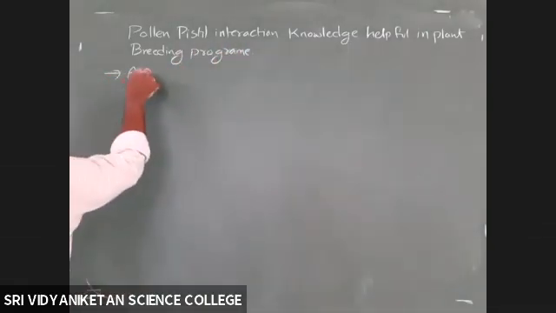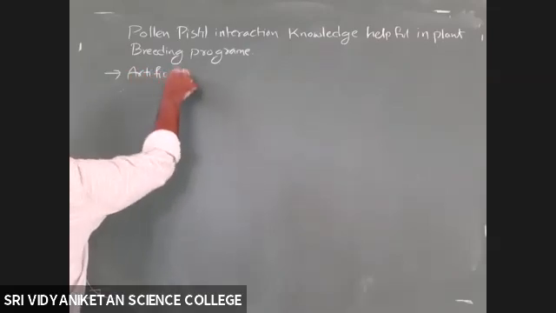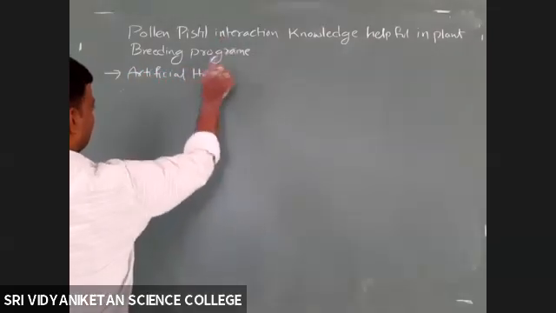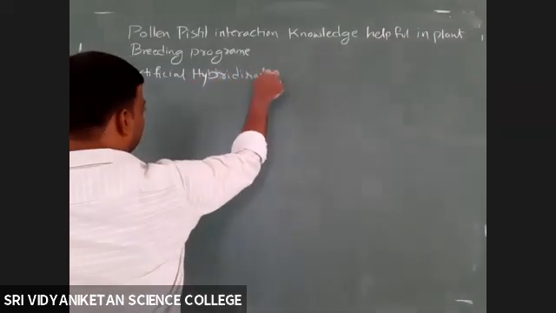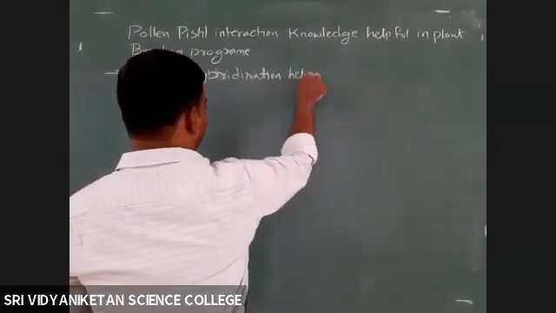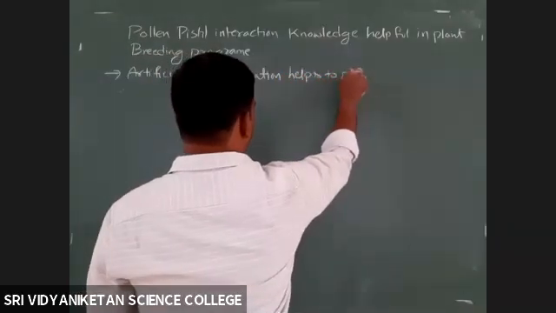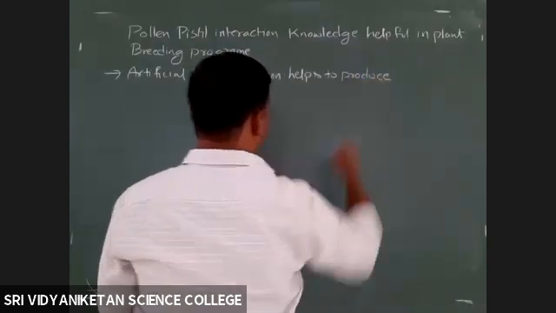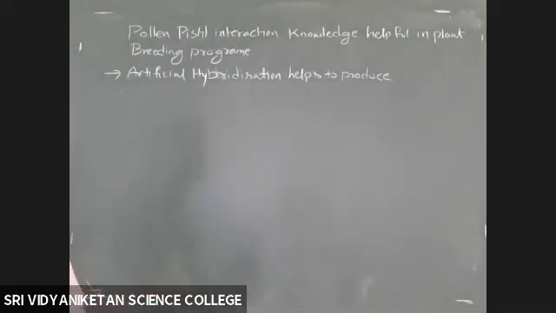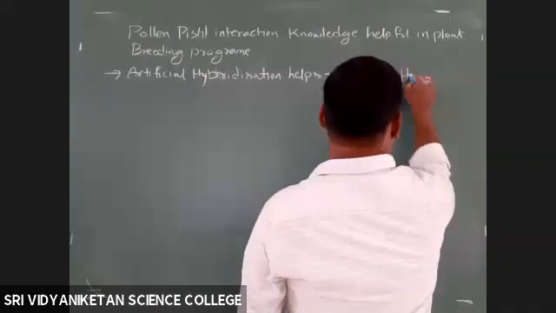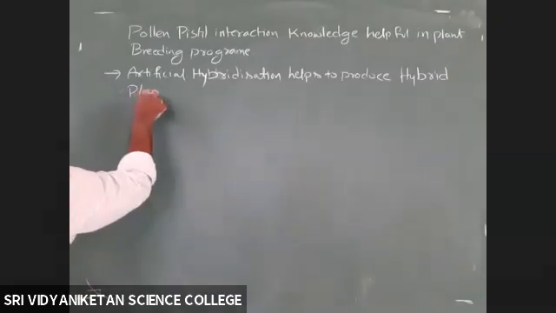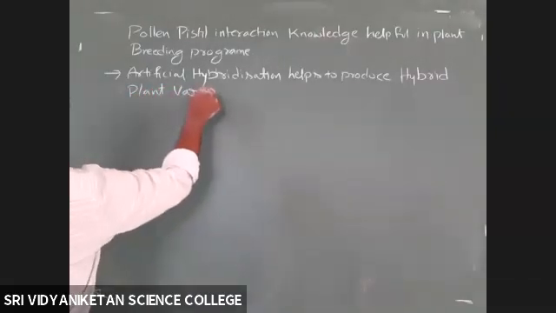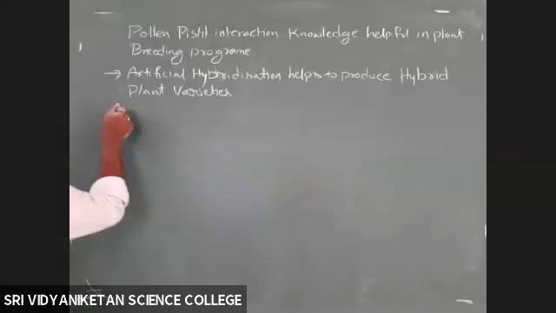So artificial hybridization helps to produce hybrid plant varieties. The process is conducted in 4 steps. What is the first step?